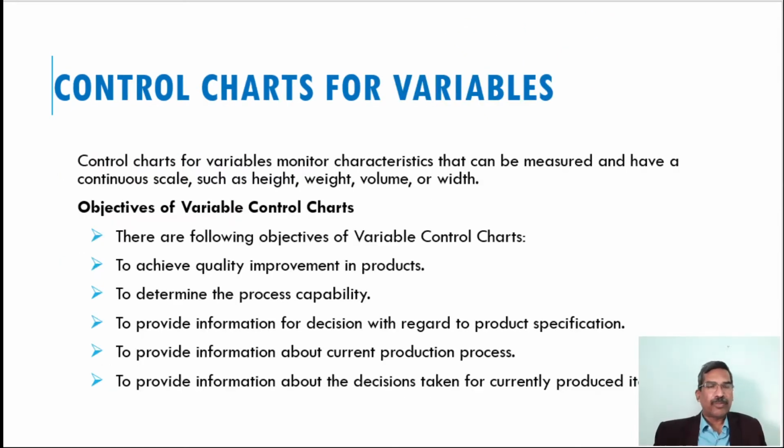Now, control chart for variables. What are the objectives of the control chart for variables? We can see the following objectives. The first is to achieve quality improvement in the product, and then to determine the process capability. Process capability means the variation of the process between the two limits. That means to find the value of 6 sigma.